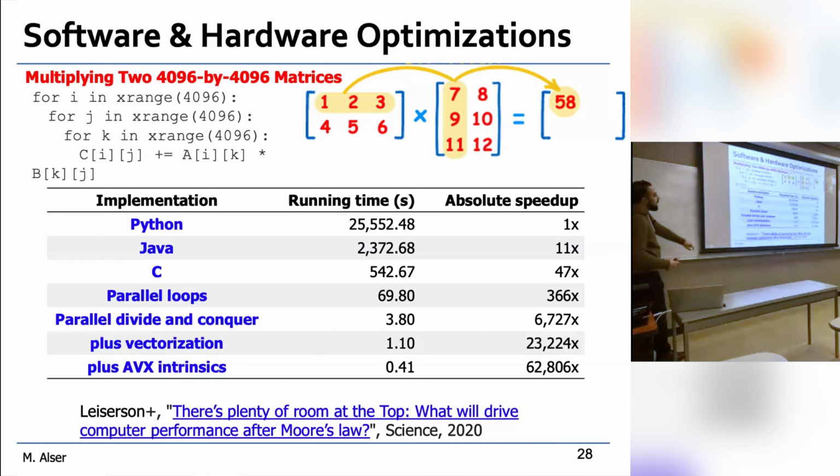And then there is the hardware side. All of this is still software, and those two are hardware. What does it mean? Vectorization. So in some Intel processors, there's something called SIMD.